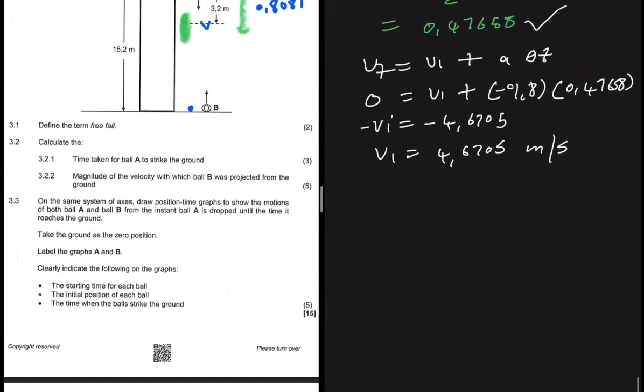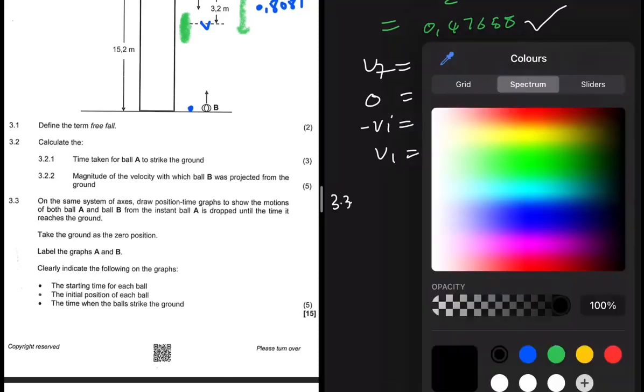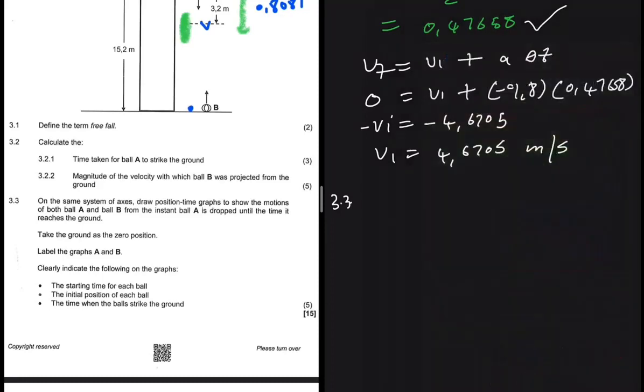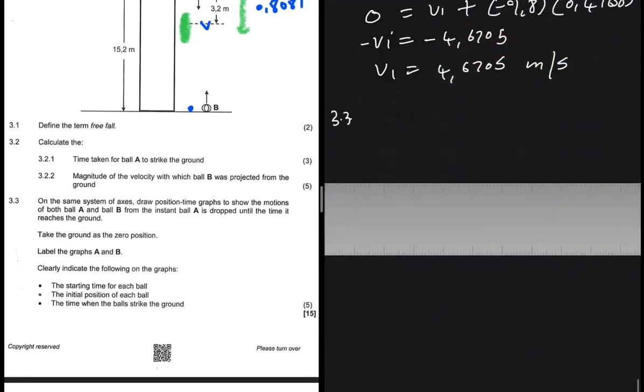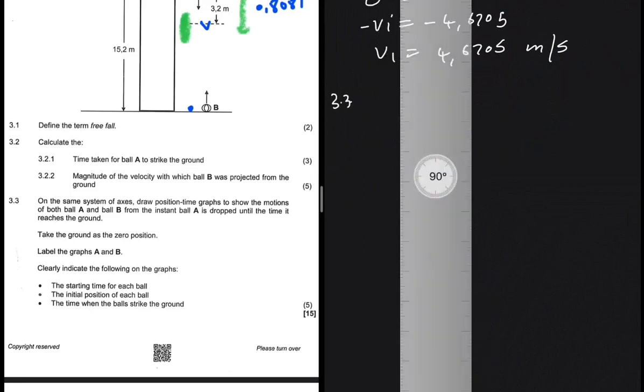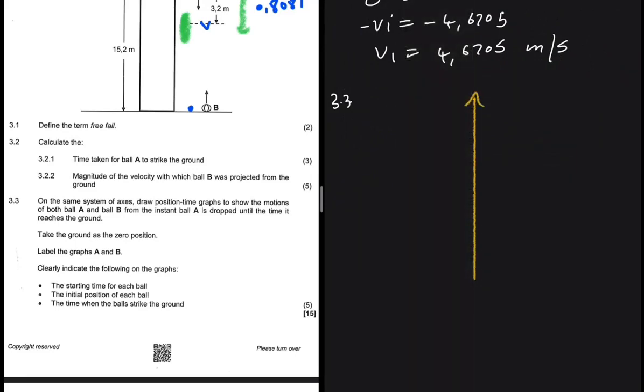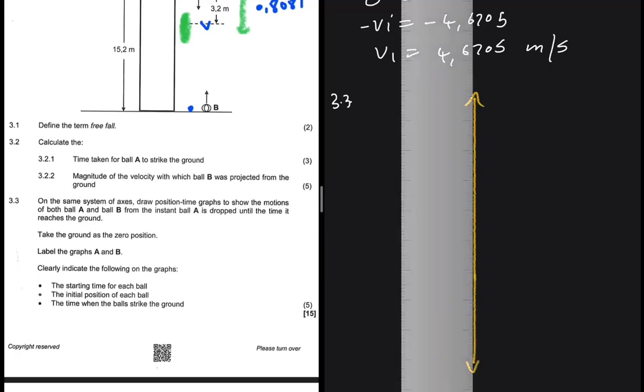Now the last question, 3.3. On the same system of axes, let's draw the position-time graphs to show the motions of both ball A and B from the instant ball A is dropped until the time it reaches the ground. Let's take the ground as the 0 position. Usually they will say let's take the ground as our reference point, and that leads to a lot of ambiguity. What do they mean by reference point? Are we taking it as 0? But when they say we must take it as the 0 position, that is clear. There is no ambiguity. You know exactly what is expected of you.